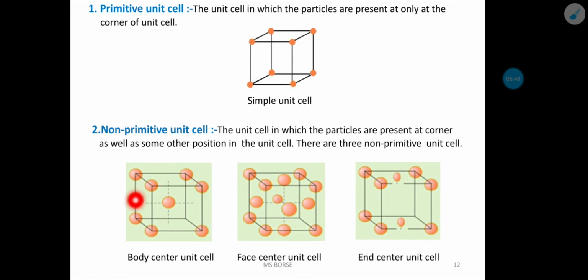So first is the body center unit cell. That means atoms are present at the eight corners and one additional atom is present at the center of the body of the crystal or the unit cell. This is called a body center unit cell.